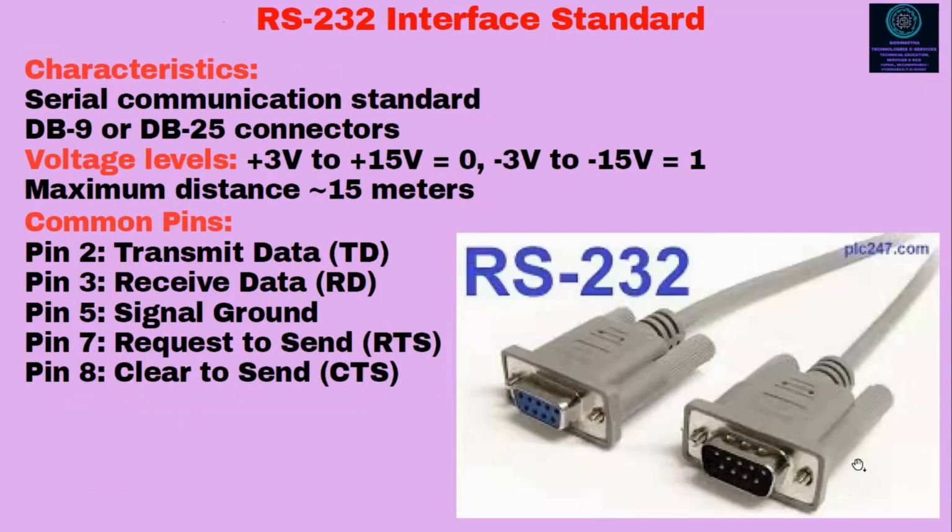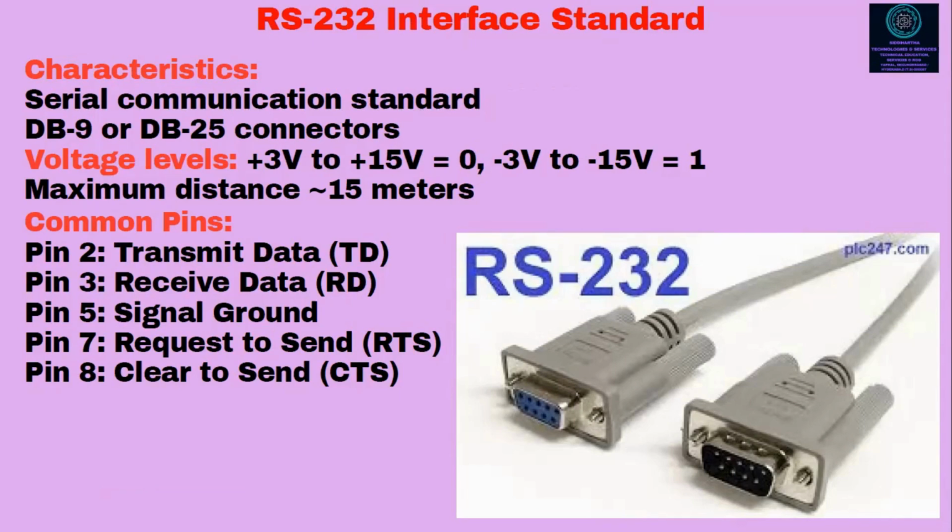Okay, so let's go to the next part, that is what you should also remember. What is the RS-232 interface standard? RS-232 is the name of a standard, a serial communication standard. Just now we discussed serial communication, so this RS-232 is also serial communication. DB9 and DB25 connectors, that is 9-pin and 25-pin. Voltage levels are +3 to +15 volts equal to 0, and -3 volts to -15 volts equal to 1. So these are the 2 points, 0 and 1. How it comes? That voltage level it has given.